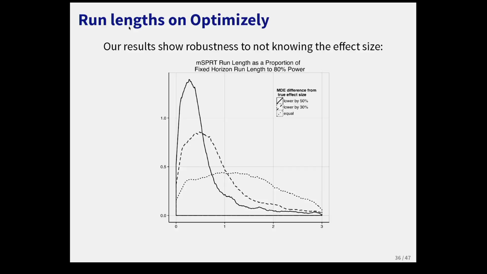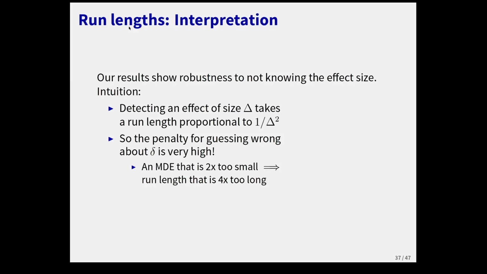Now, if you are off by that much, notice what happens. The run length under our test suddenly starts becoming much better relative to the fixed horizon test. Okay? And what's happening there is that if you were uncertain about the effect size, the fixed horizon test is actually quite conservative. Detecting an effect of size delta takes a run length proportional to 1 over delta squared. That's pretty standard. And so the penalty for guessing wrong about delta is very high. If you happen to pick your MDE 2x too small, you're going to end up with a run length that's 4x too long, okay, in the fixed horizon test. Whereas the continuous monitoring test will adjust for that.